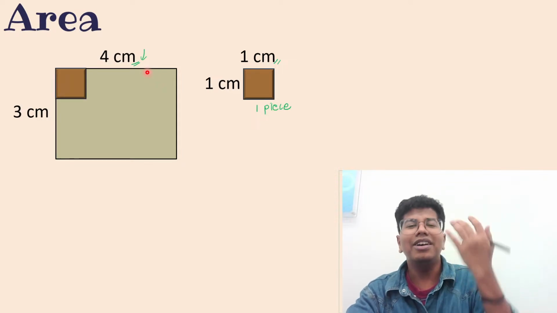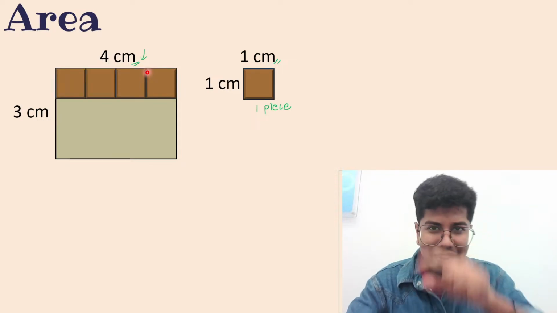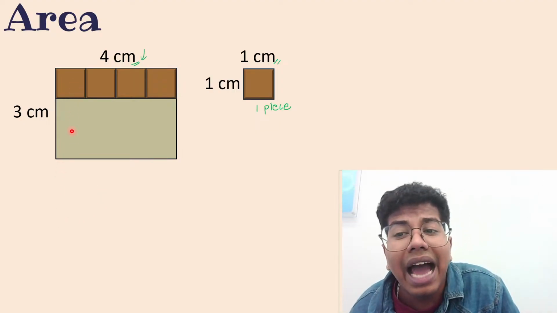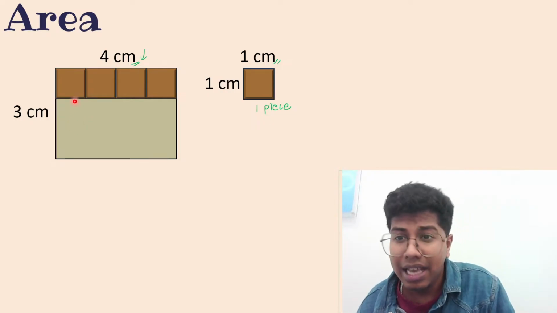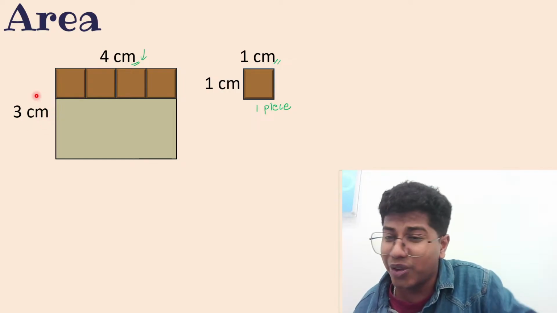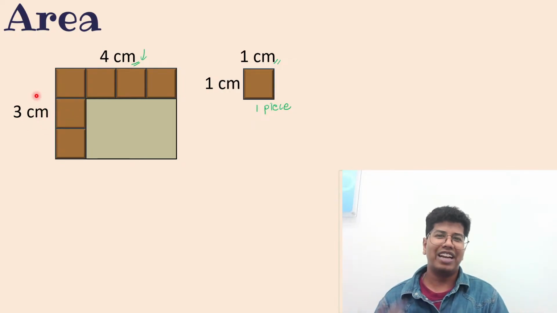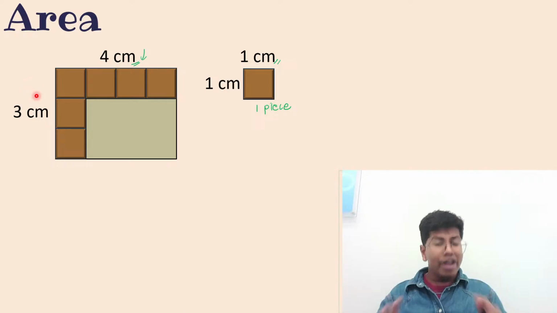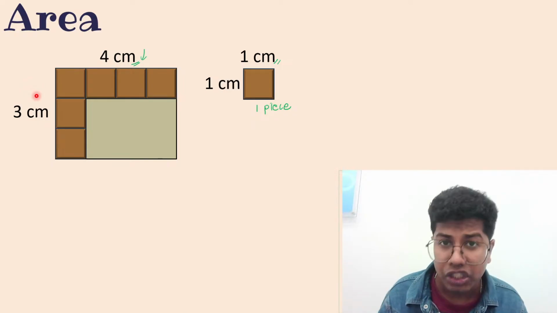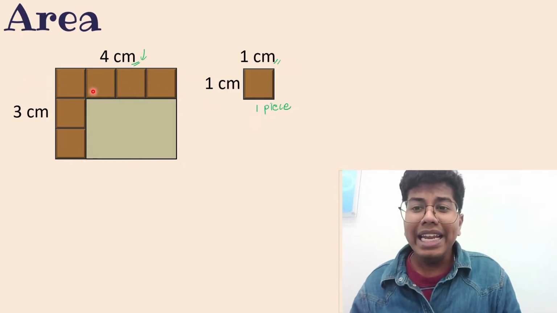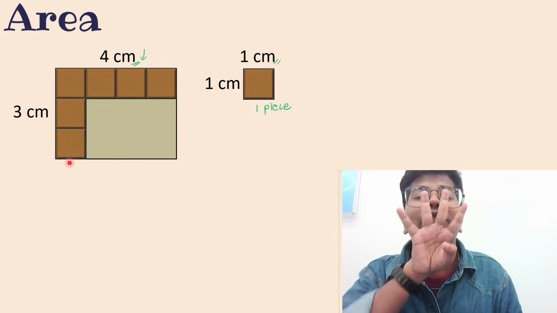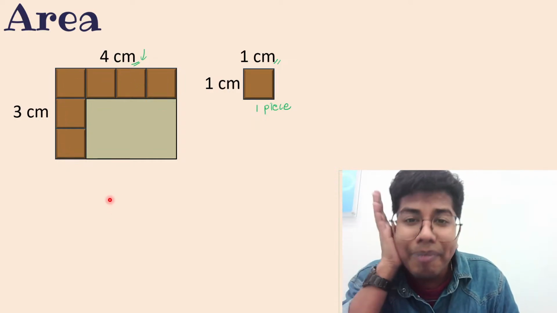Perfect, very good answer. The pieces that we can fit is 4. There are 4 pieces, 4 centimeters. Now in the vertical line, how many pieces will there be? Here already there is one piece and it's of 3 centimeters. So how many can we fit? Perfect, total 3 pieces. So the total number of pieces that we can fit will be how much? In one layer, there are 4 pieces and there are 3 layers. So it will be how many?